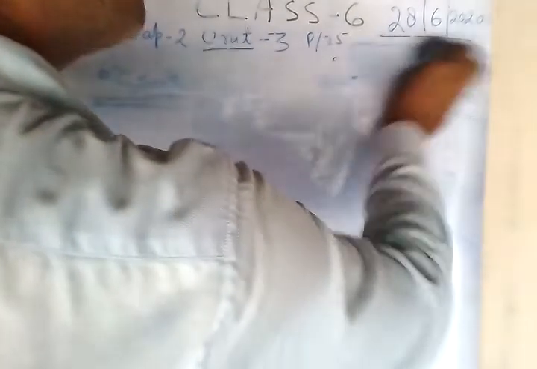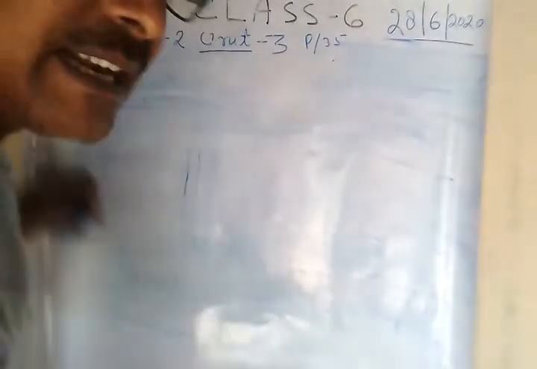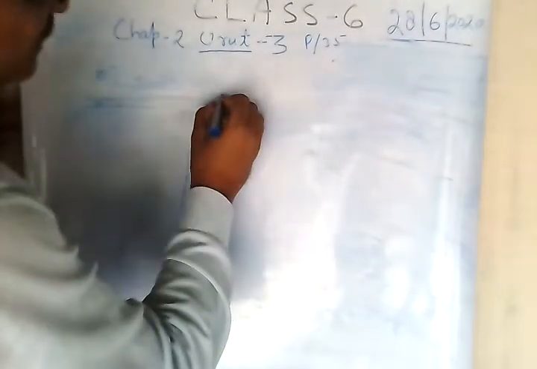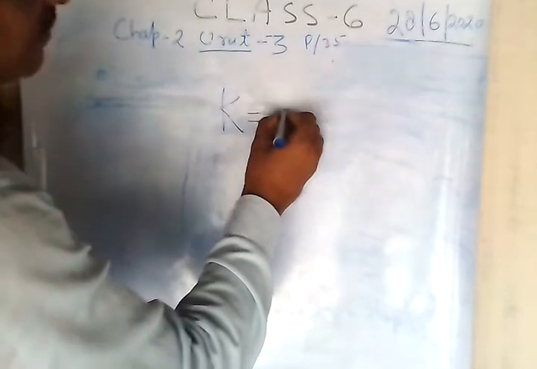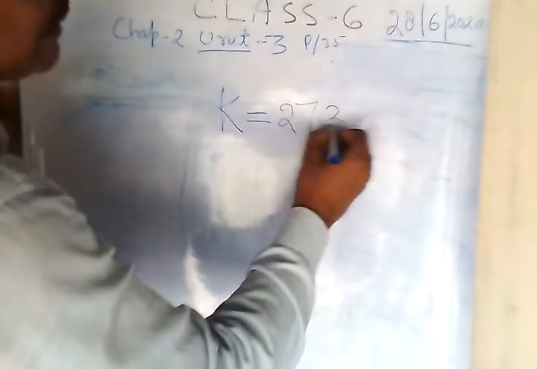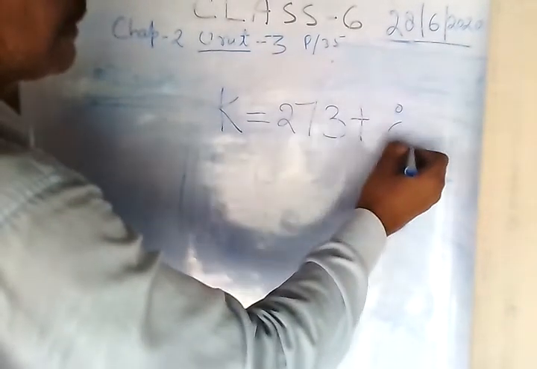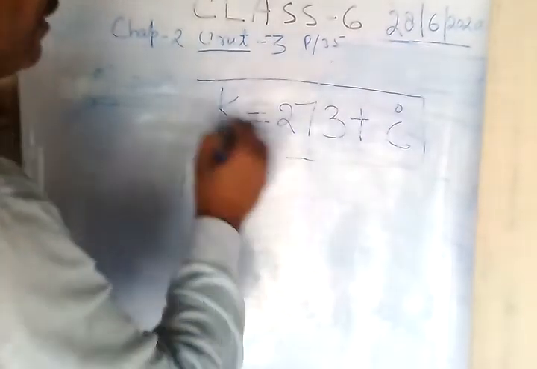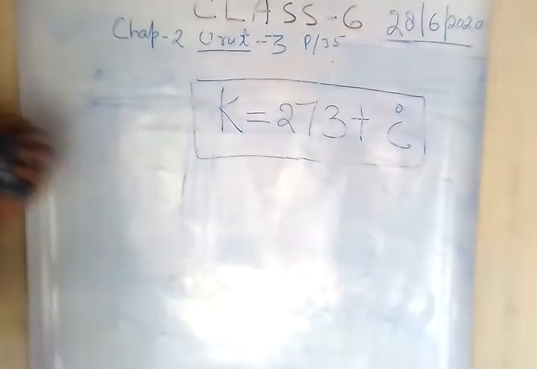So what is the formula here? Kelvin and degree Celsius are converted to each other: K is equal to 273 plus degree Celsius. This is the formula for conversion. See to this.